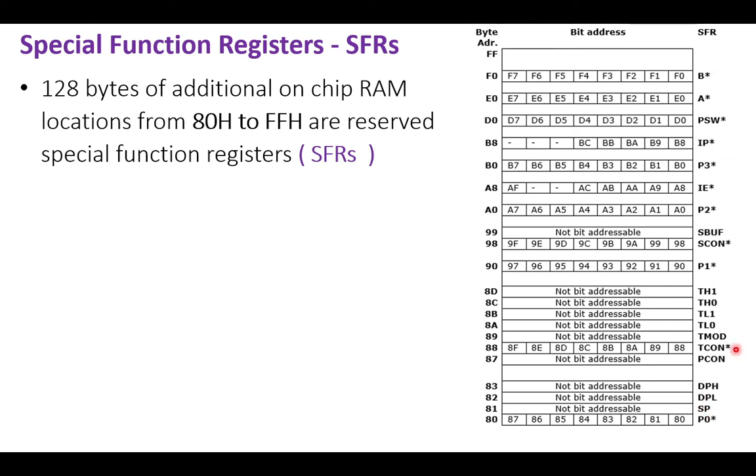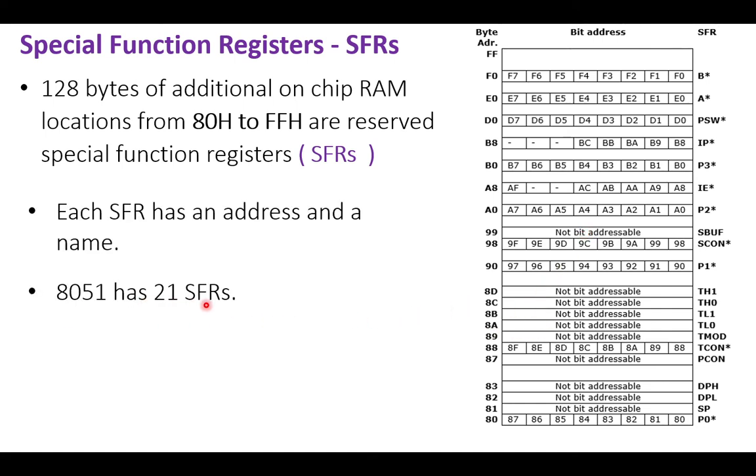The names which end with an asterisk are special function registers which are bit addressable. Bit addressable means I can individually access a single bit out of 8 bits. I can individually deal with a single bit. And those registers which have no asterisk at the end are only byte addressable, that is, not bit addressable.